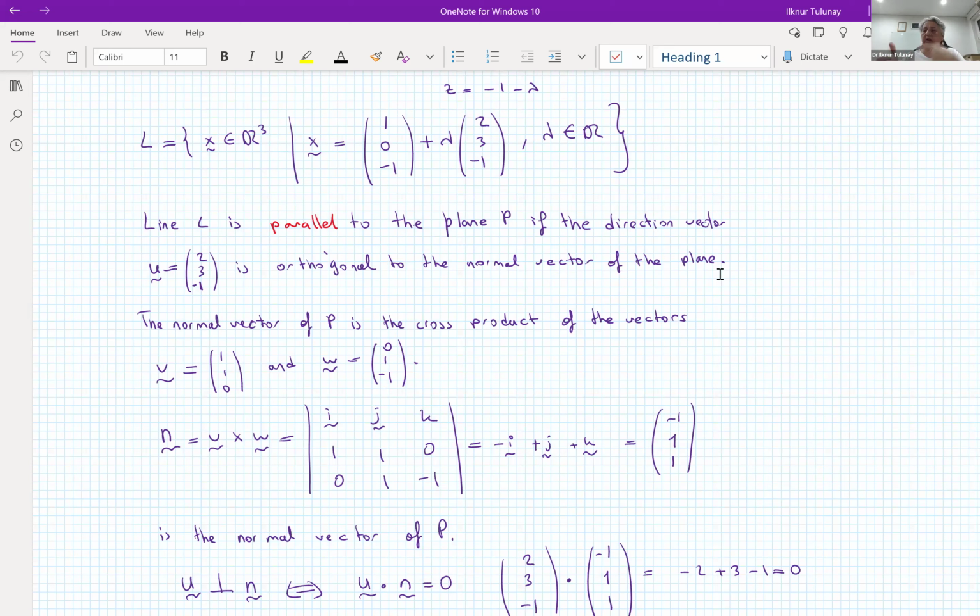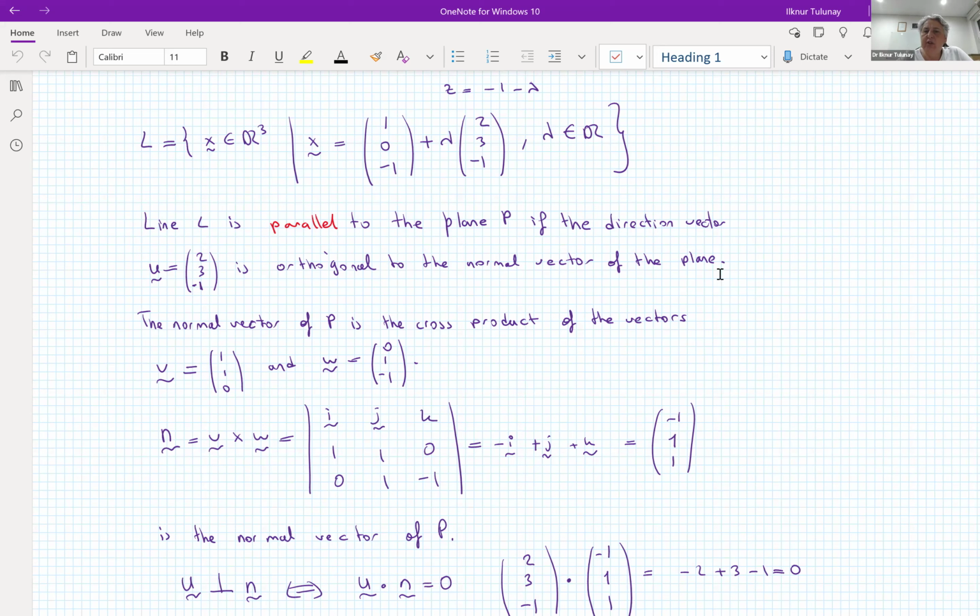So the normal vector is the vector which is perpendicular to the plane. If the direction vector is orthogonal to the normal of the plane, then the line and the plane are parallel. Actually, the line is inside a plane which is parallel to that plane.